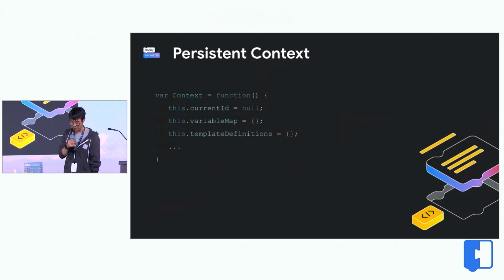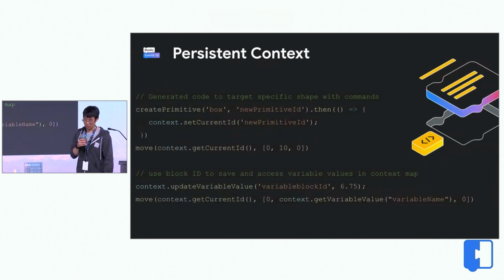And so we put in the effort to extract these variables and templates out into a persistent context object that gets passed into each evaluation scope. We now store a variable map, a way to keep track of our currently selected object in the 3D scene, and the latest template definitions in this context. So in terms of application, when creating shapes, we store the reference of that shape, and when we want to manipulate it, we just use a get function that we wrote to grab that ID. Same goes for variables. We have get and set functions that interact with our variable map when we see a variable block being used.